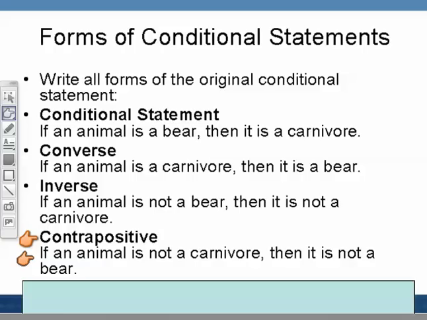Mr. Green, sounds like a double negative to me. Yep, it is a double negative. And yep, that's valid in other languages, not in English, but you know what? That's a valid contrapositive statement.